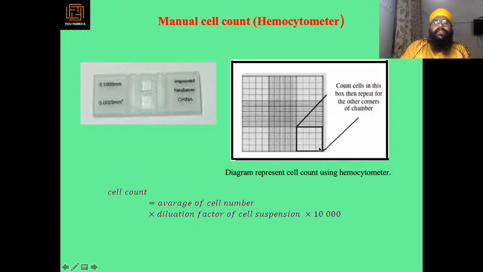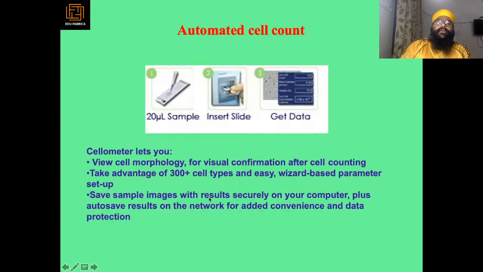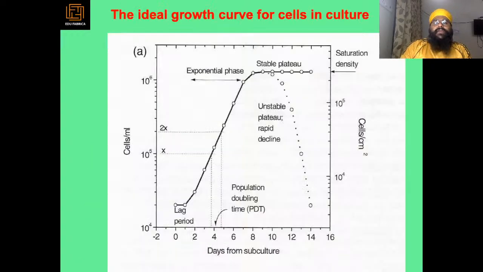So we have seen in this movie, in the passaging of the cell, this hematocytometer, you count the cell number and then you calculate the cell count of it. There's also automated cell count, which counts your cell lines automatically. So this is the ideal growth of cell culture that we see. The typical one, you have a lag period, an exponential phase, then stable plateau, with the cells per ml against days from subculture and cells per centimeter.